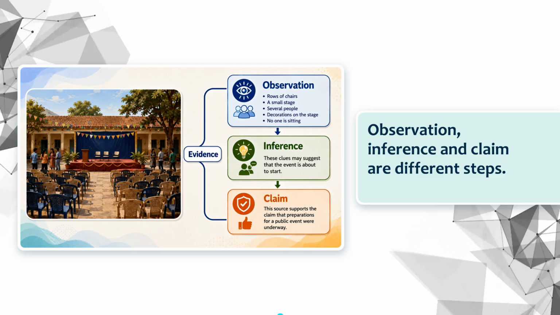The 3 cards separate seeing from explaining. Observation, inference, and claim are different steps. Each step moves further from the source, so the reasoning must stay connected to the evidence.